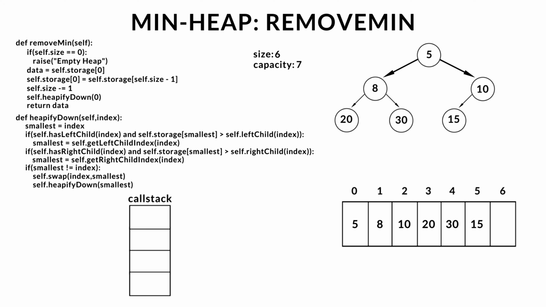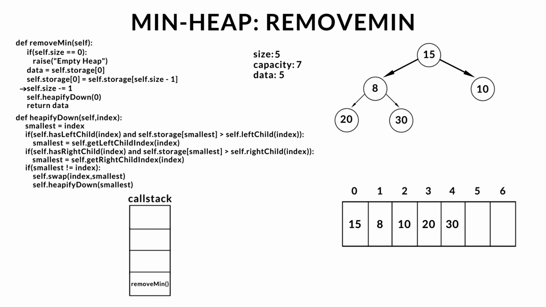Giving one more example, let's go ahead and execute our RemoveMin method, pushing it on top of the stack. First, we check to see if the heap is empty. It's not, so we go ahead and store the data at our root node. We then replace it with the data from the last node within our heap. We then go ahead and decrement the size, since we successfully removed the node from our heap.